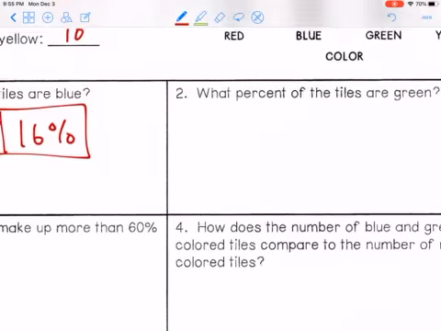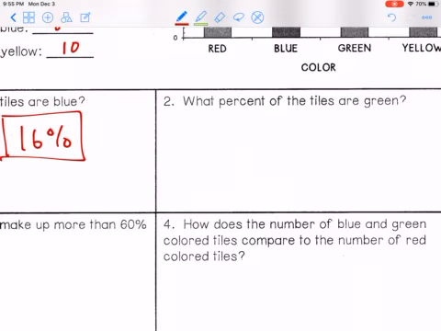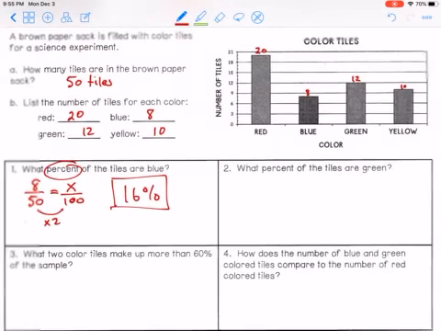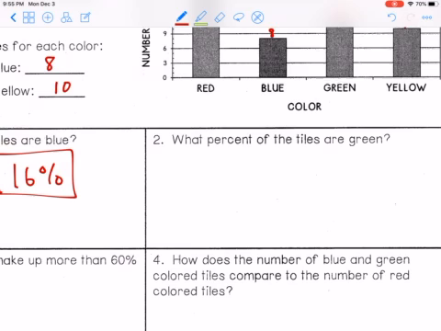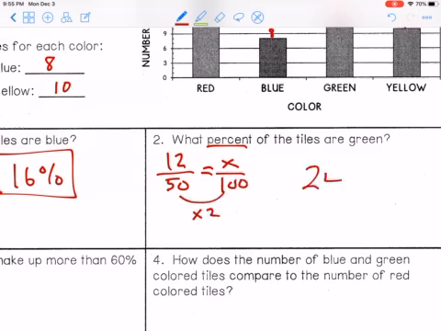Number 2, what percent of the tiles are green? Well, green was 12. So 12 out of the 50 were green. And remember that percent means out of 100. So the same thing, we're going to multiply by 2. So that means that it's 24%.